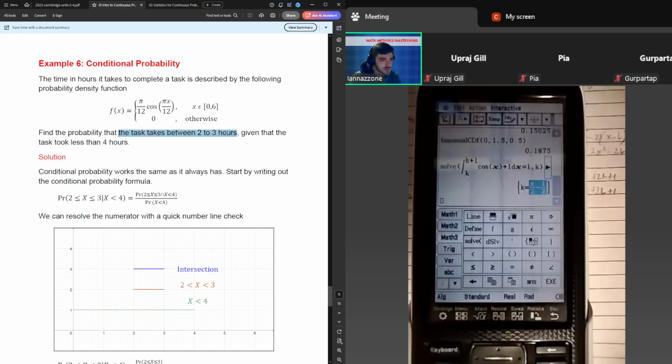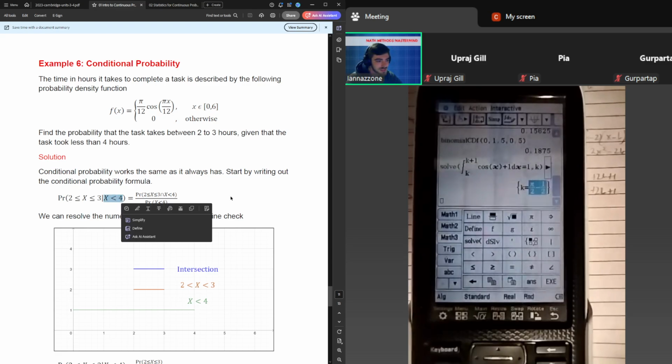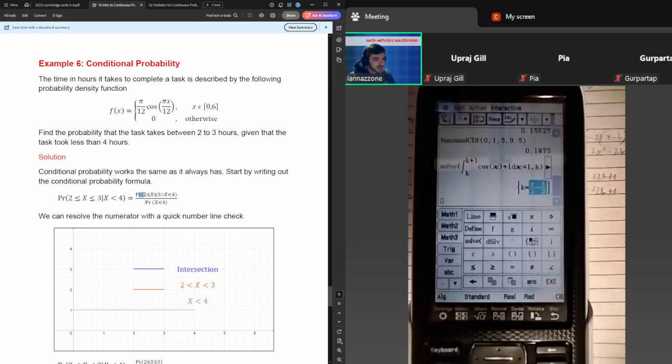So this means I want to find the probability that the task takes between 2 to 3 hours. That's what that means. The words immediately after "given" are the conditional. So, given that the task took less than 4 hours, which is why you put that on the conditional side: task is less than 4. And then it just means you want the intersection of these two things divided by the conditional.